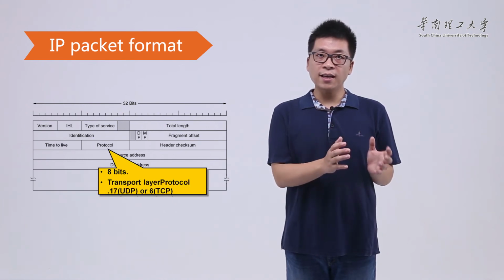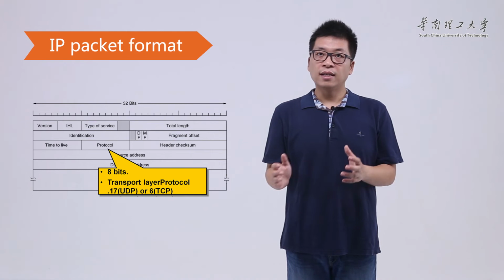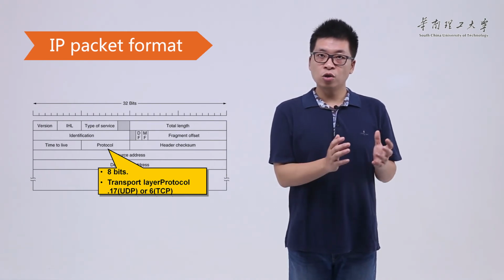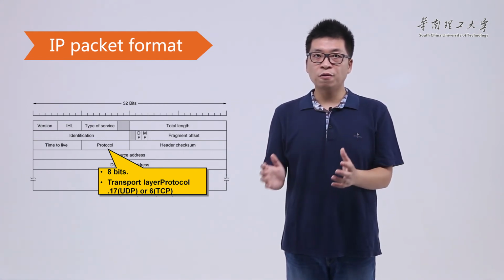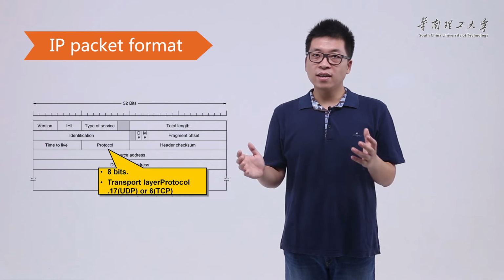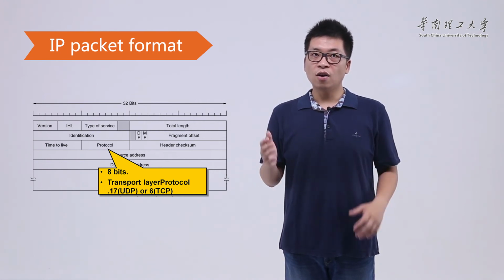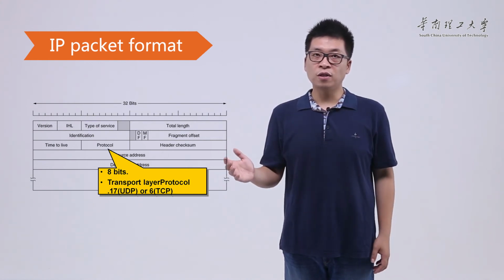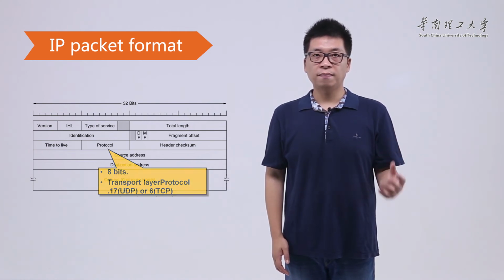The next 8-bit field is named protocol. It tells what transport layer protocol should be used to process the data in the payload field. The commonly seen value of this field is 17 or 6. Value 17 is for UDP and value 6 is for TCP.